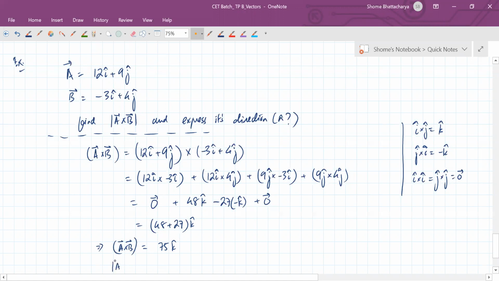So the magnitude of A cross B is 75 and n cap is equal to k cap, that is along the positive z axis. So this is the complete meaning of this.